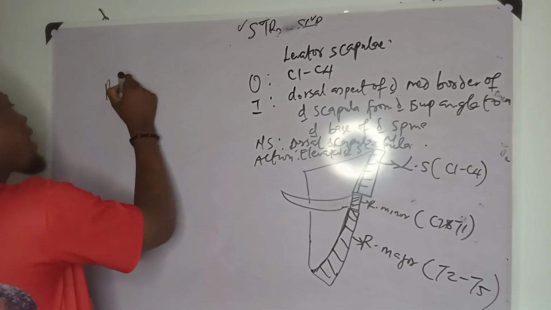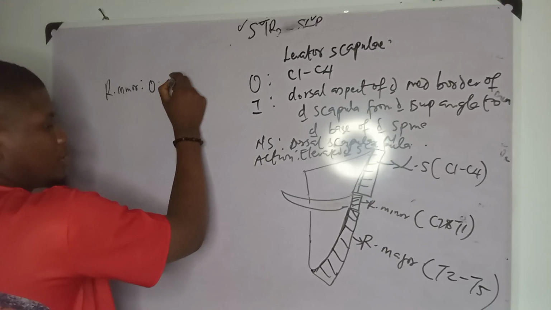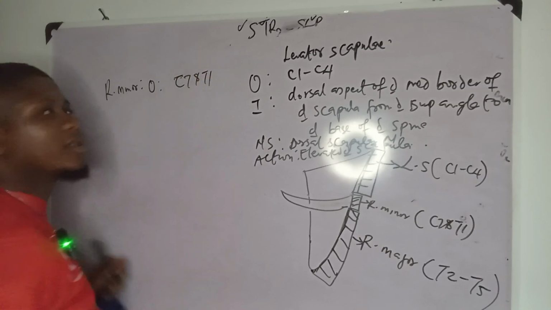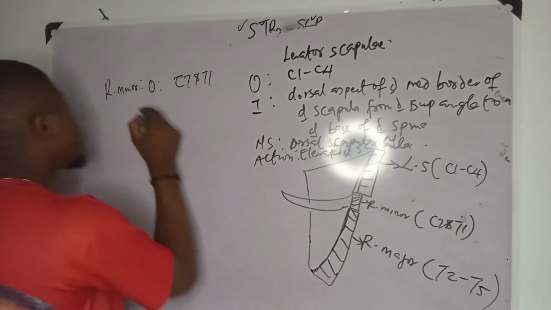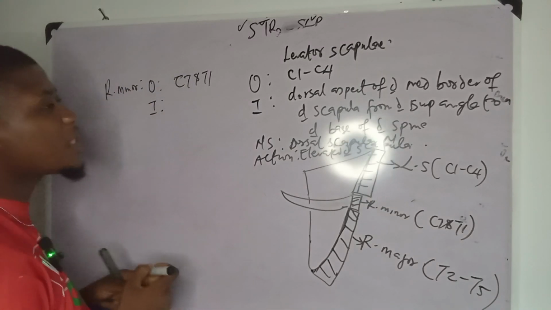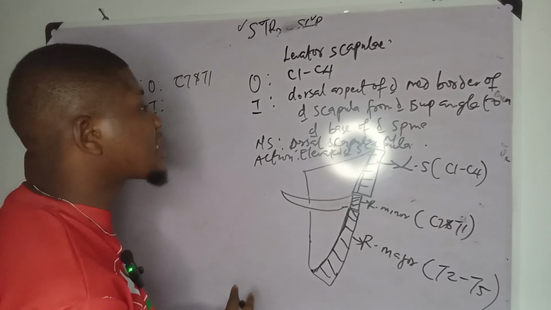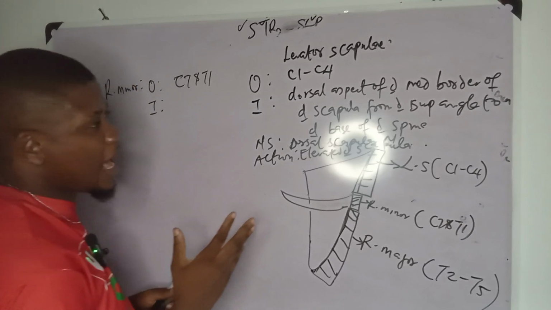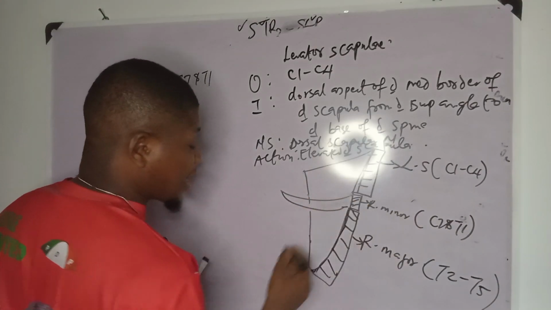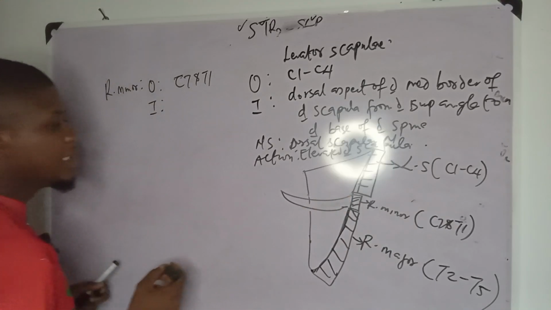If you come to rhomboid minor, we have talked about the origin. The origin is what? C7 and T1 vertebrae. Then the insertion is what? It is the aspect of the medial border of the scapula at the level of the base of the spine.